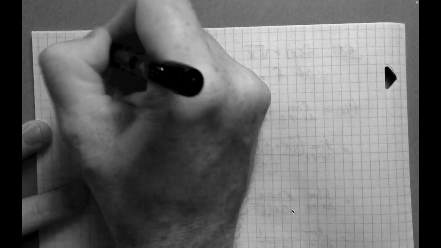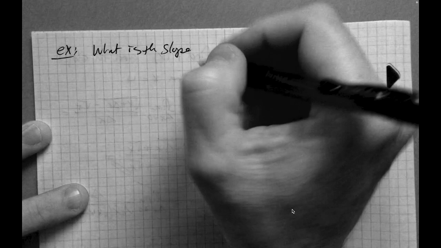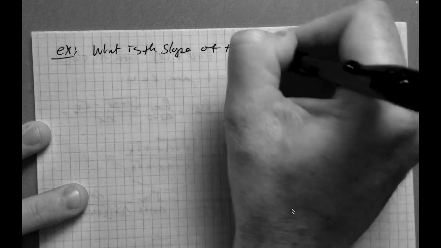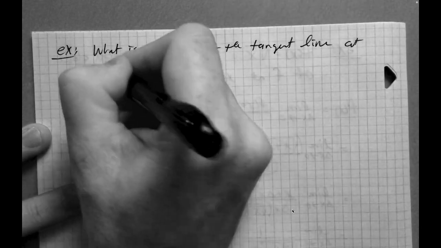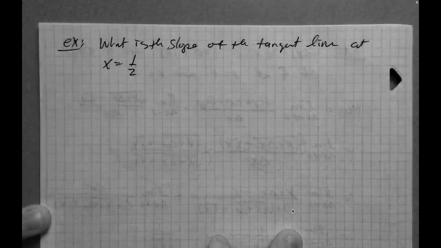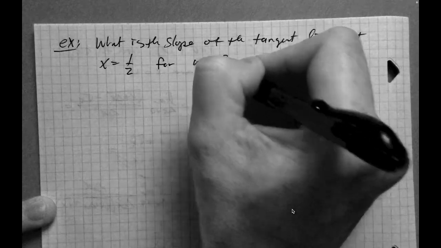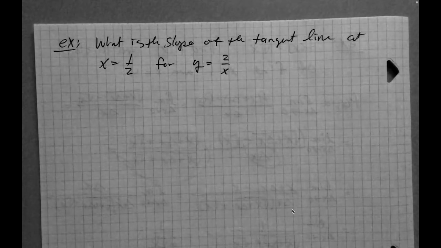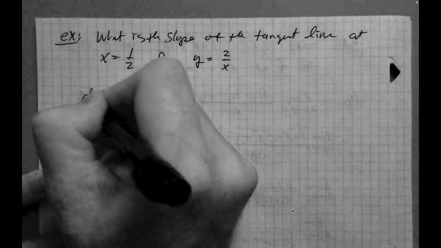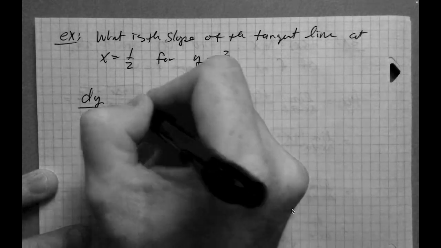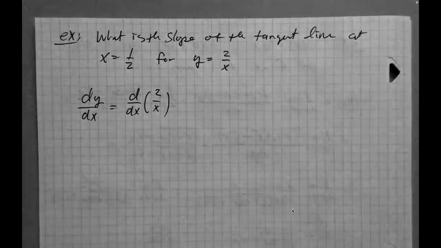So what's the slope of the tangent line at x equals 1/2 for y equals 2 over x? Okay, so kind of trying to get into some different notation here. So dy/dx, that's equal to the derivative with respect to x of 2 over x, just kind of plugging a bunch of stuff in.